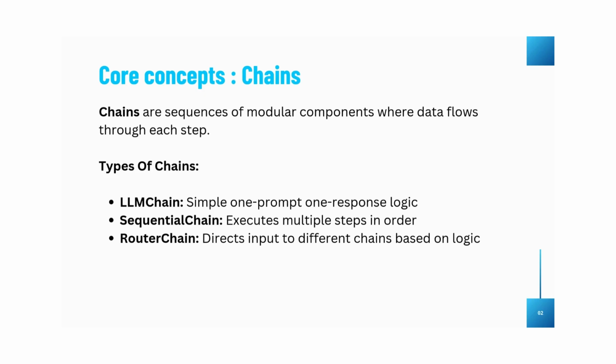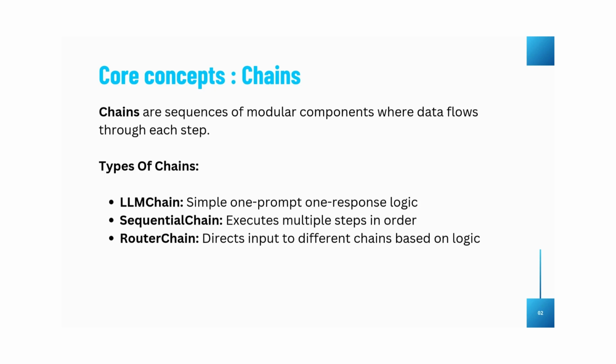Now, let's see core concepts in LangChain, the foundational building blocks that power all intelligent applications you will build using LangChain. To understand the core concepts, we will break down the four key pillars of LangChain development: chains, agents, tools, and prompts. Each of these plays a specific role in helping you build intelligent, dynamic, and modular applications with large language models.